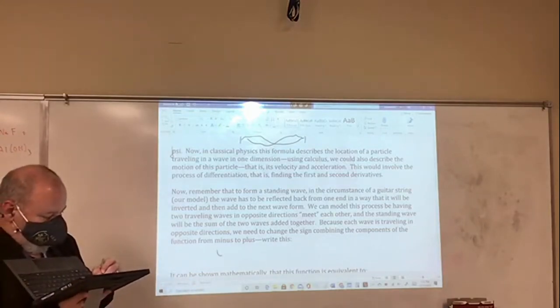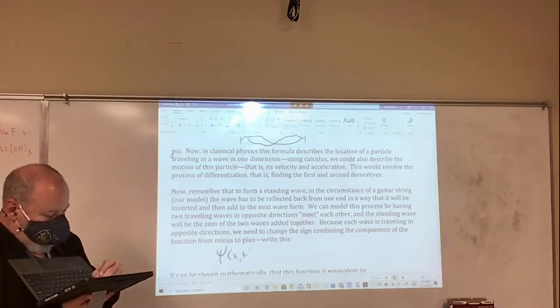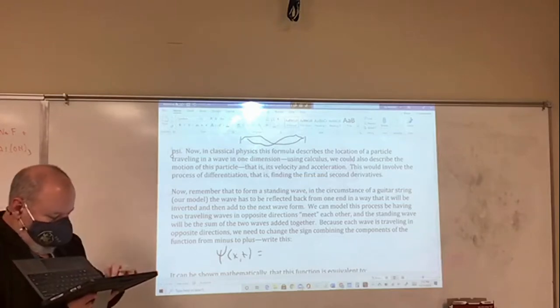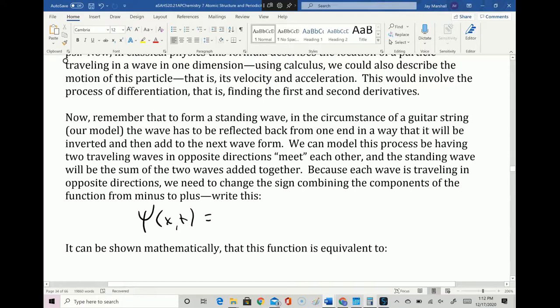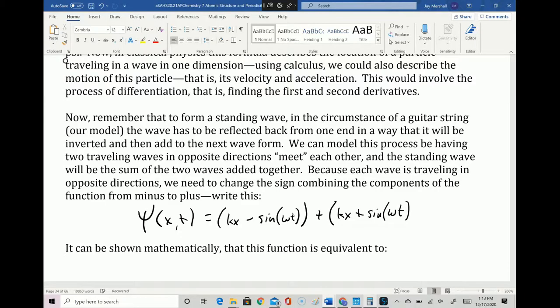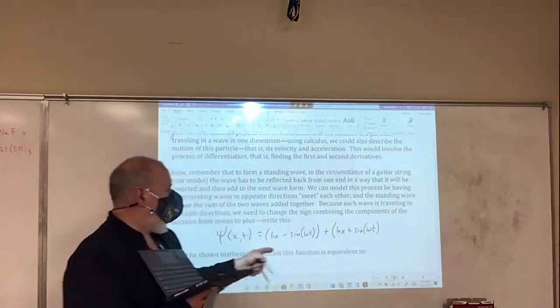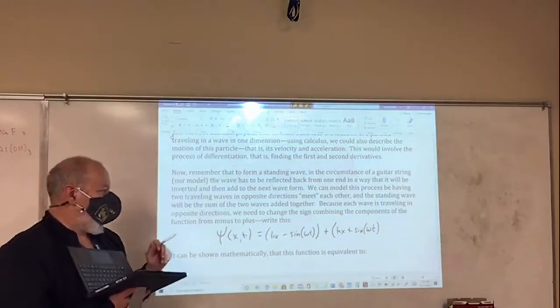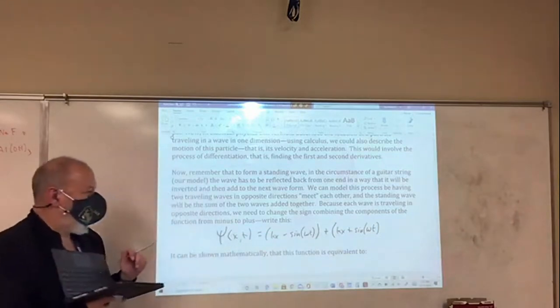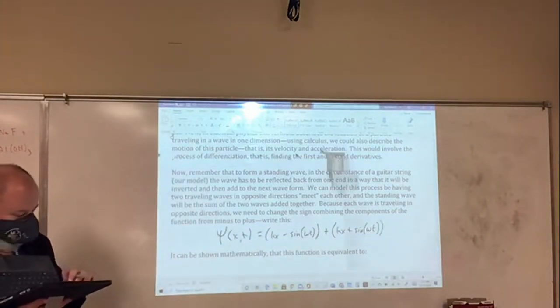And what we're going to end up doing then is saying psi of x and t equals sine of kx minus omega t plus sine of kx plus omega t. And this sign is the thing that's going to make it travel one direction or another. If I have a negative sign here, it's going to travel in the positive x direction. If I have a plus sign here, it will end up traveling in the negative x direction. And if I add the two together, I get the total standing wave.